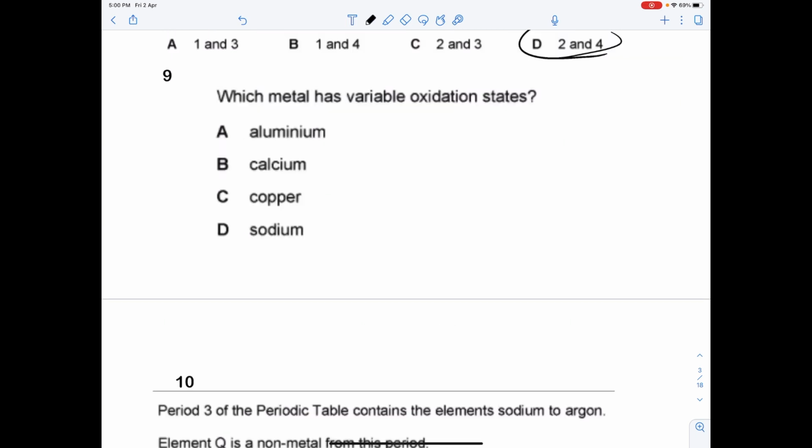Which metal has variable oxidation states? It's only the transition metals. It must be C. All the rest are not transition metals.